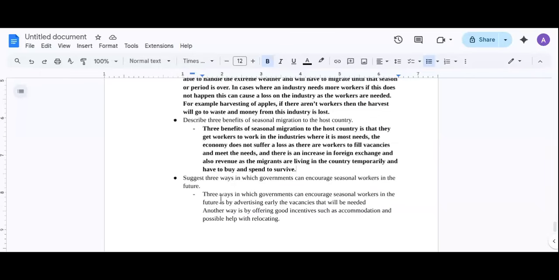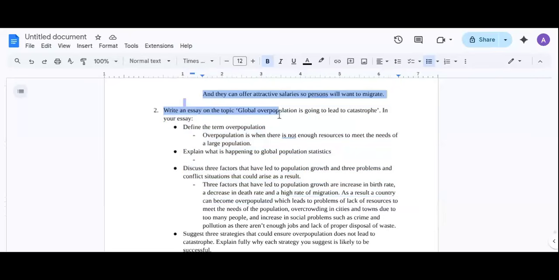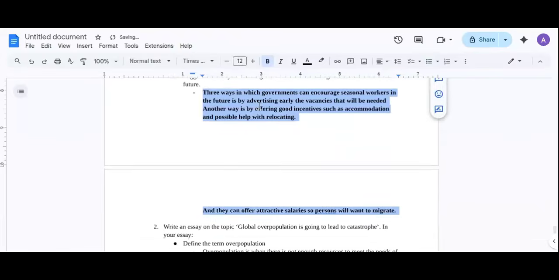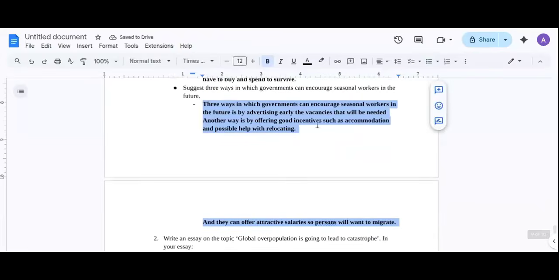So just 3 ways in which governments can encourage seasonal workers in the future. We all know seasonal workers, you offer them good money and they will come. So 3 ways in which governments can encourage seasonal workers in the future is by advertising early the vacancies that will be needed. Another way is by offering good incentives such as accommodation and possible help with relocating. And they can offer attractive salaries so persons will want to migrate.